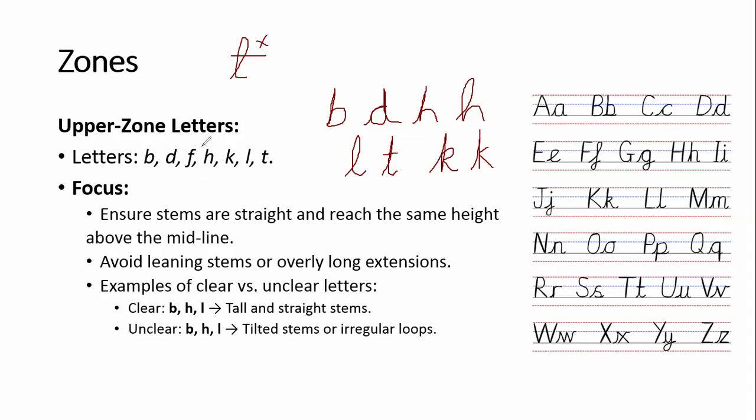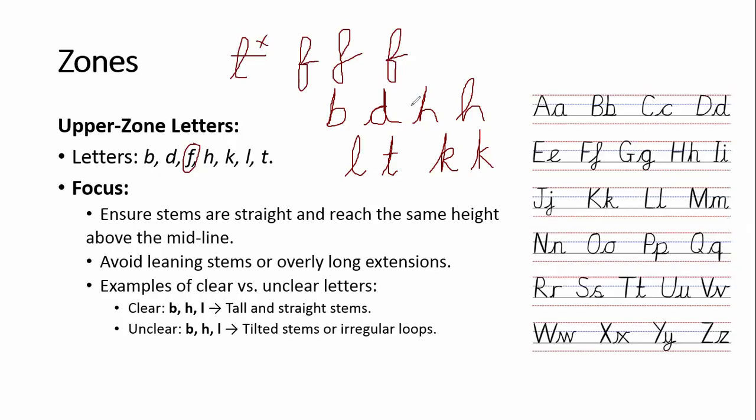So F we consider as an upper zone alphabet. Actually, it is an all-zone one. You can write F in this fashion: upper loop, lower loop, extension. Or else you can write like this also. This we call feminine F. Or in this fashion. So practice this.